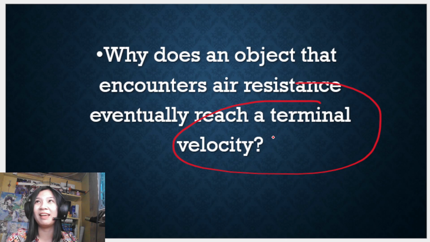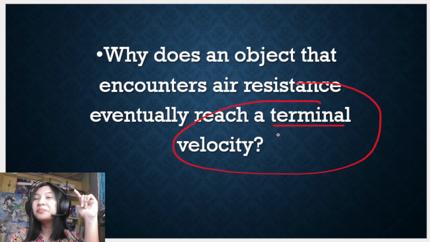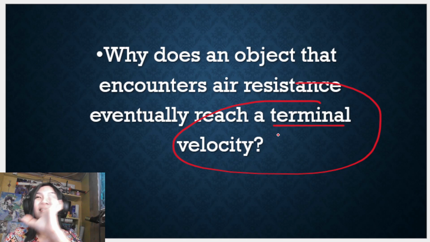Sa day ng terminal. Dili ng bus. Daghay nag-ingon sa ako na kumana na nga joke. Terminal means last one. No? So, pinaka-last.